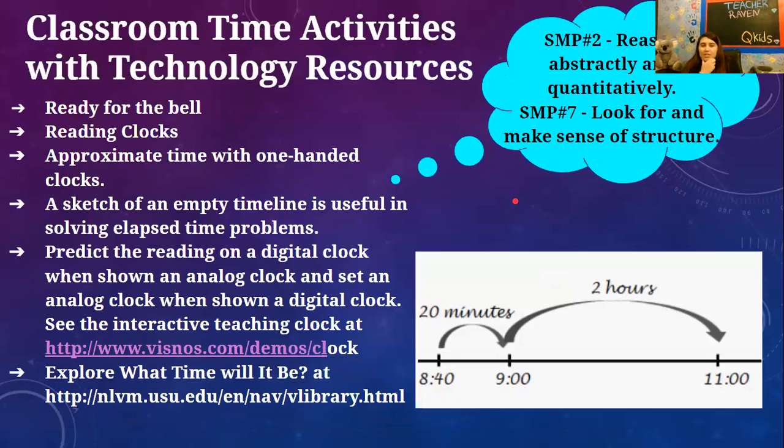Okay, now we're going to look at classroom time activities with some technology resources. Let's look at our first classroom time activity, which is called Ready for the Bell. In this activity, you give students a clock, the little clock faces on a recording sheet. You secretly set a timer to go off at the hour, half hour, or minute. When the surprise timer rings, students look up at the clock you have in the classroom, and they record what they see on the face in the recording sheet.